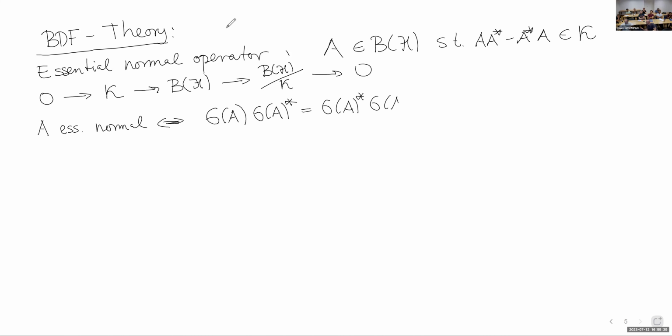Then we can have a look. This is the C star algebra generated by these operators, which is commutative. It is isomorphic to the continuous functions on the spectrum. Let's call it the essential spectrum, the spectrum that we obtain after passing into the Calkin algebra. So I put the sigma here.